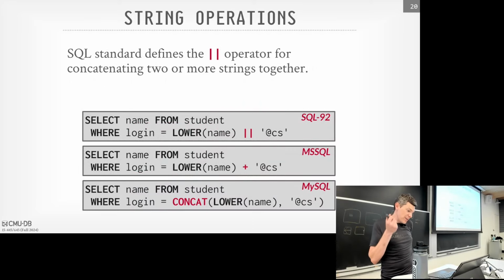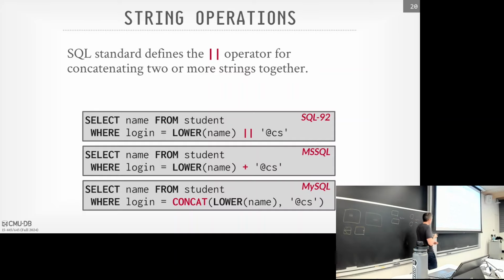Concatenating strings should be a simple thing, but this is where everyone does something different. The SQL spec says you use the double bars, like an or. That's how you concatenate strings. In SQL Server, you use the plus, like concatenating strings in Python. And then in MySQL, again, they don't support either of these. You have to use an explicit concat function.